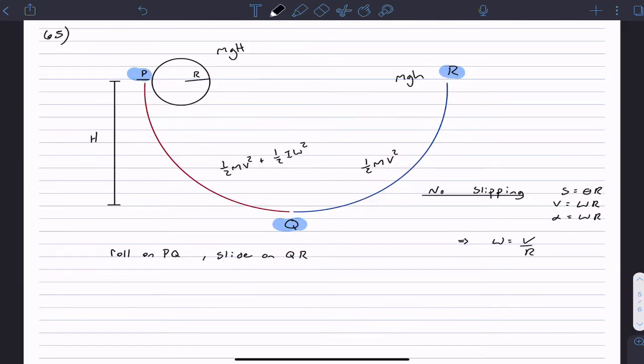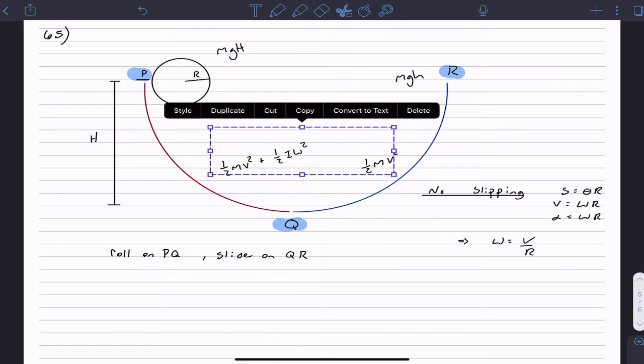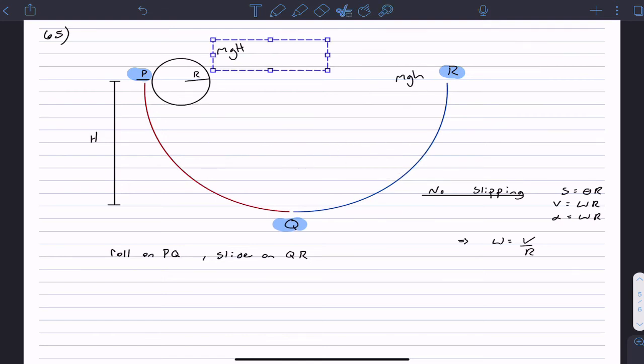Okay, next problem, number 65. We're given a situation where there's a thin spherical shell and it's rolling down. So it's a hemisphere, right? It's going to roll down this side and it's going to slide up the side. This side is not able to roll. To make it a little cleaner, it rolls down this side and then it slides up this side. That's what we're told in the problem.